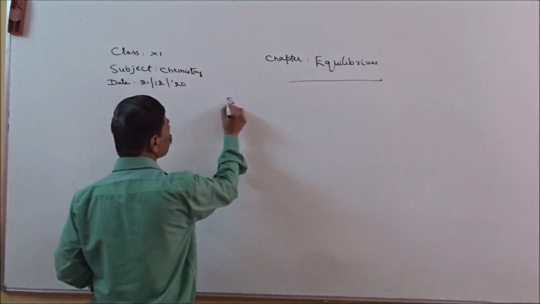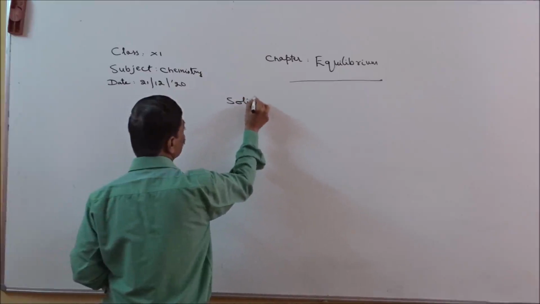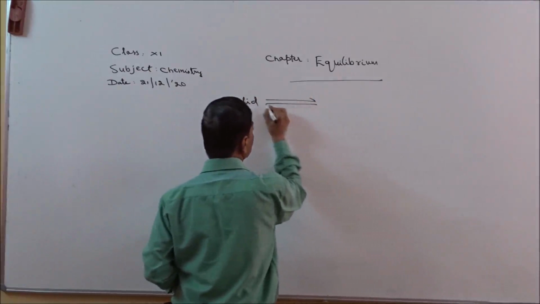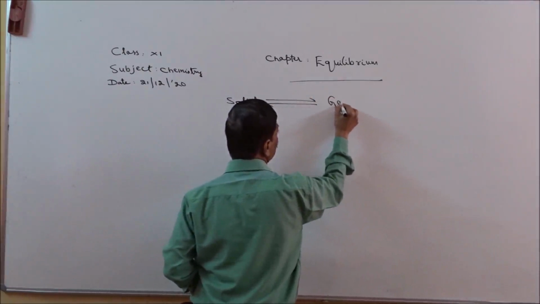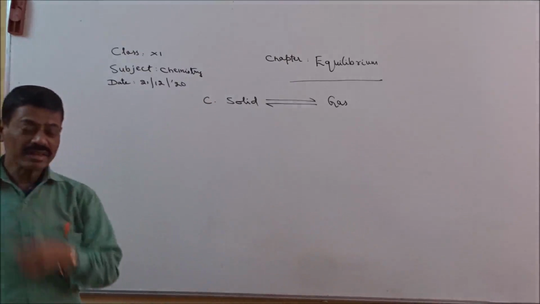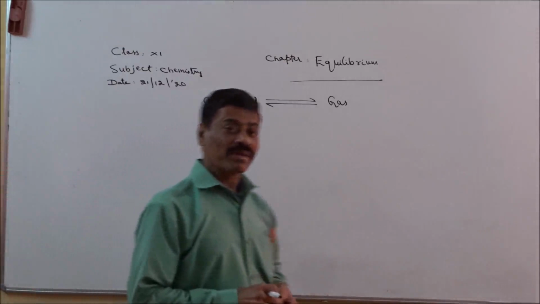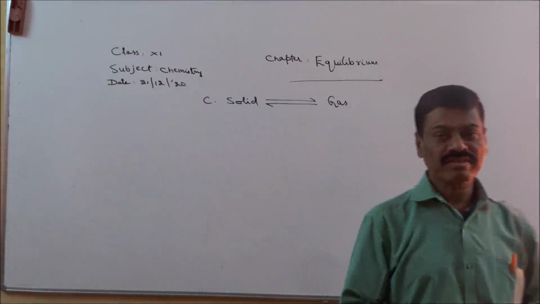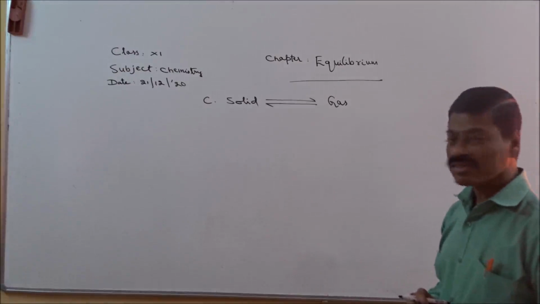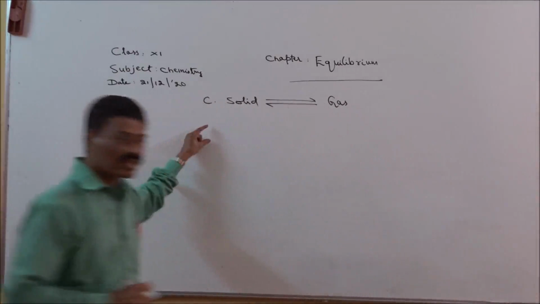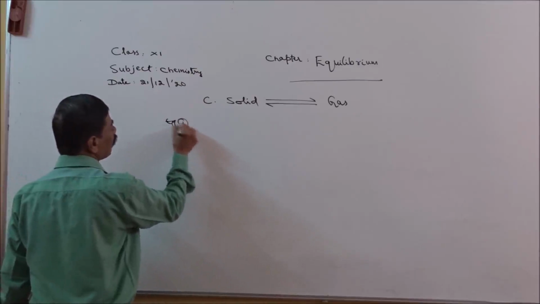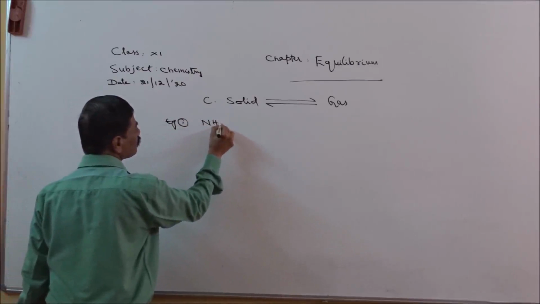So solid substance is in equilibrium with gas. This is case 3. There are 3 cases, three main types you can say in the case of equilibrium in physical changes or physical processes. Now, the best example for this is ammonium chloride.